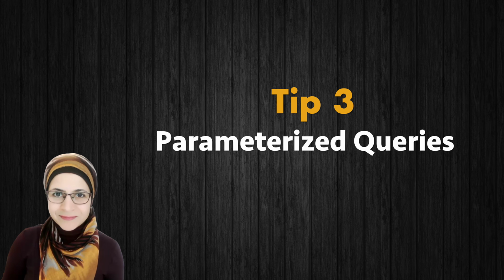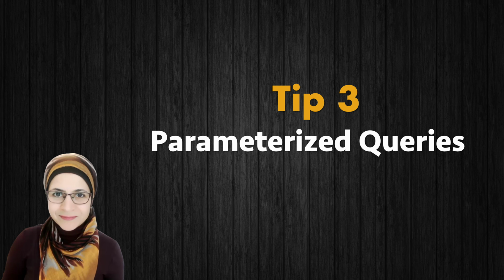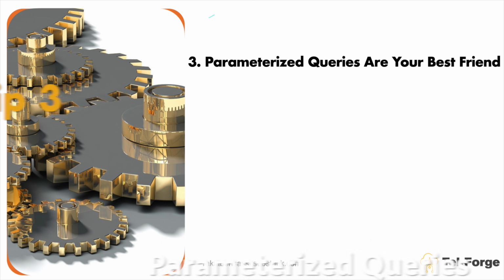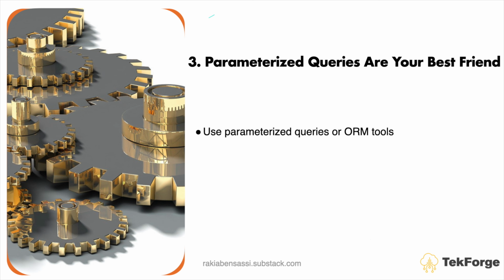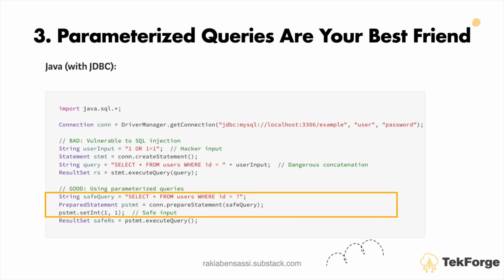Tip number 3. Parameterized queries are your best friend. SQL injection is like leaving your front door wide open. Use parameterized queries or ORM tools to lock that door tight. If you are concatenating user input into your SQL queries, you are practically inviting trouble. Here is how it looks in some common languages. In Python, you can use SQLite or any database API compliant library. And this is a Java example with JDBC.